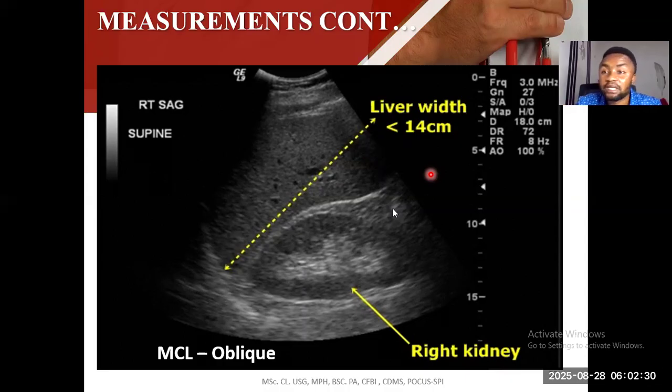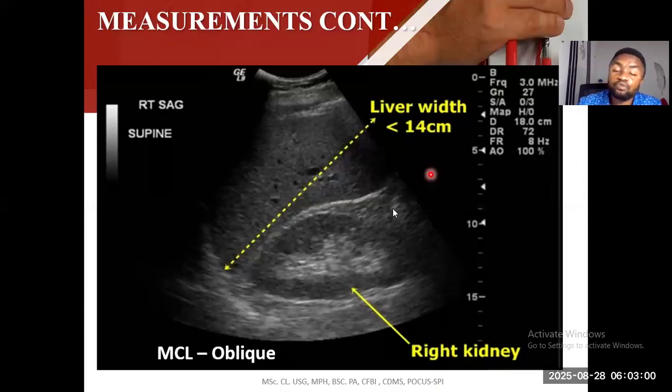If we are not seeing the kidney, how are we going to see the Morrison's pouch? Because we have to see the kidney so that we will know that the Morrison's pouch is free. When we capture the liver, the kidney has to be seen. Yes, at least part of the kidney. If not the full kidney, part of the kidney has to be seen. It's the same way when you capture the spleen, part of the left kidney has to be seen.